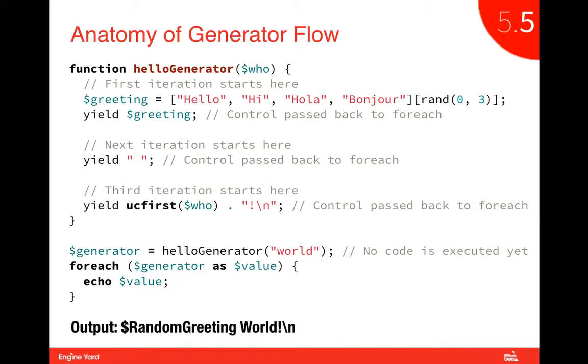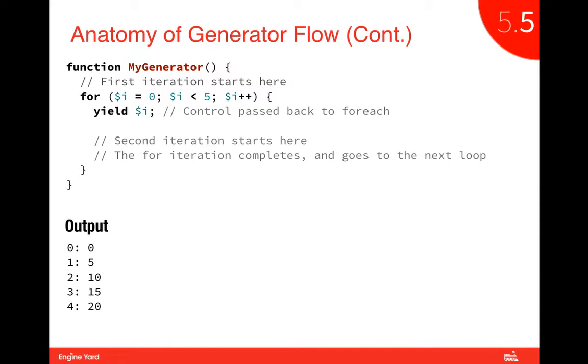So what this looks like when we call it, generator equals hello generator, we pass in our argument. No code is executed in our function at that point, literally none. All that happens is a generator is created, the object, and is assigned here. Then we foreach over the generator as value, and we echo out the results of each yield as we iterate through. I got more slides on this. This is confusing as shit.